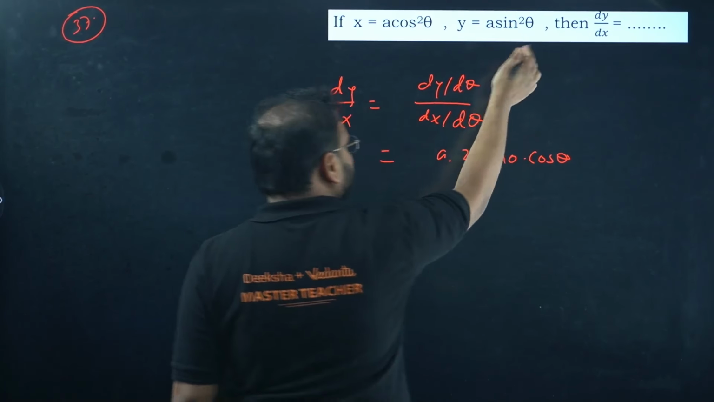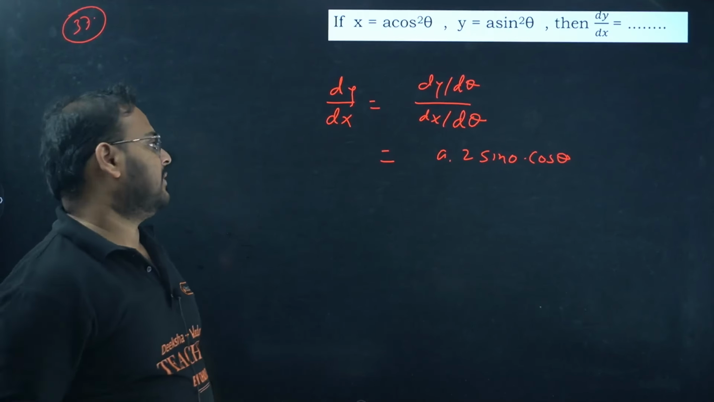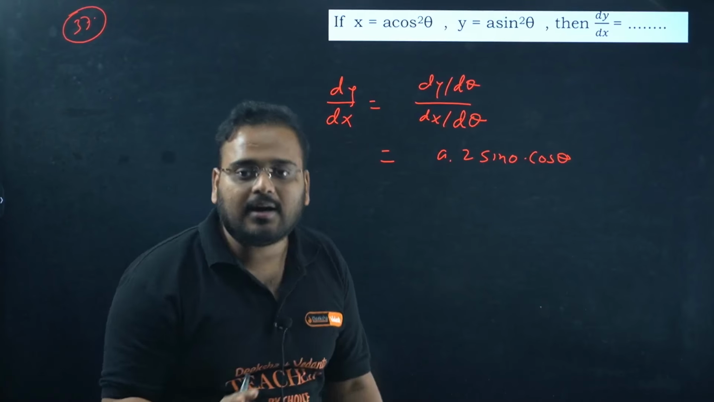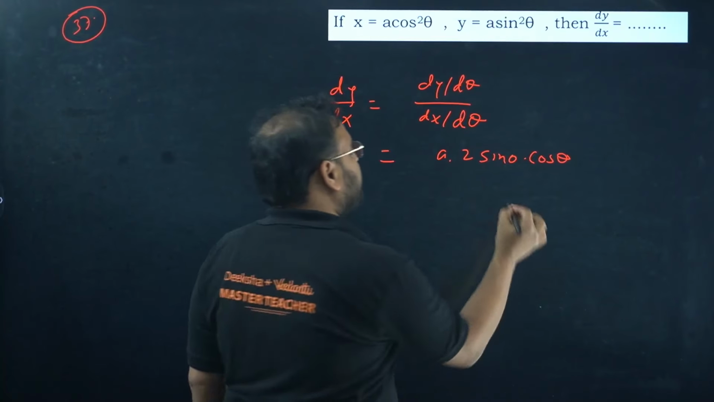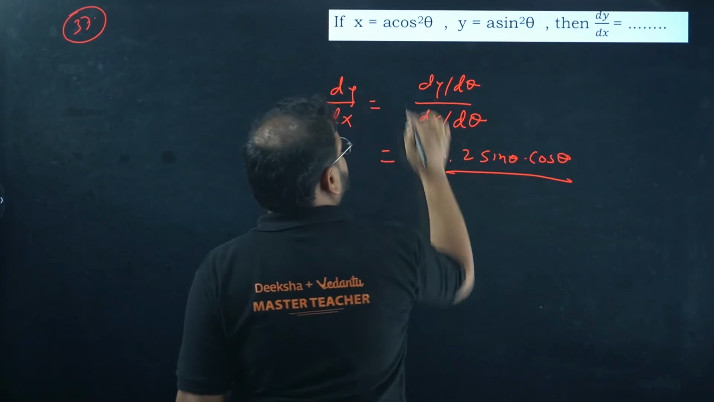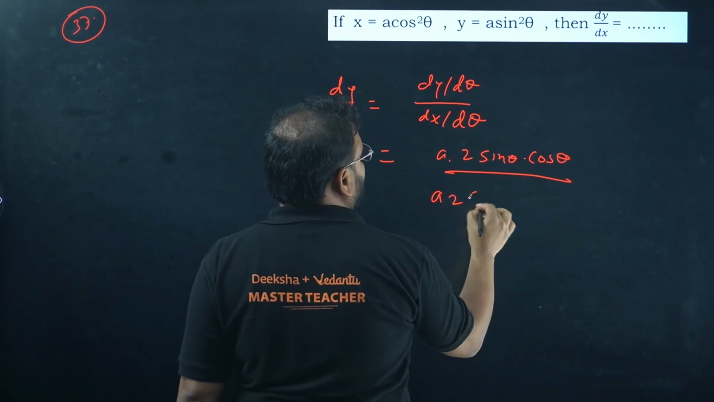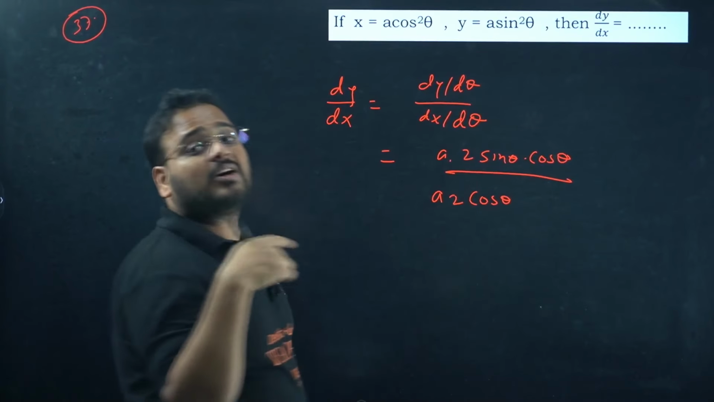Derivative of sine square is going to be 2 sine theta, and derivative of sine will be cos theta. Chain rule. Same way here, a 2 cos theta, which is nothing but derivative of cos square.